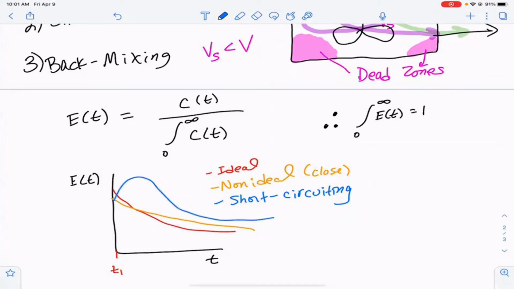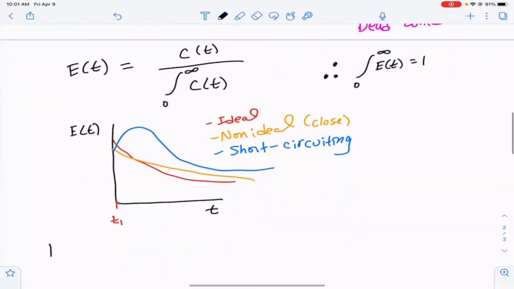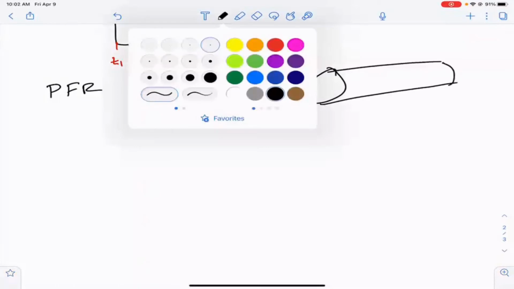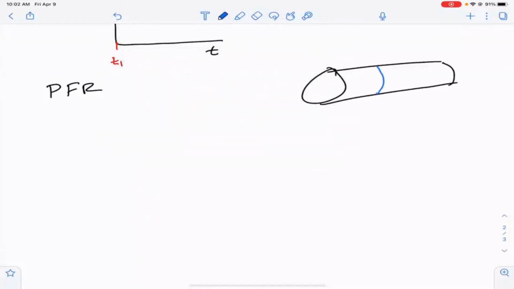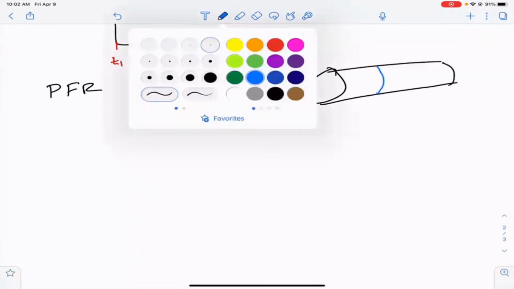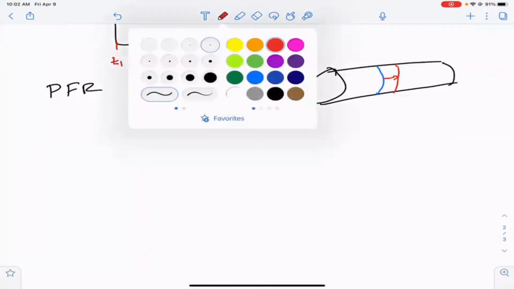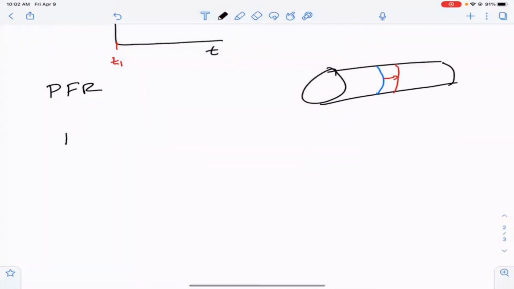And the same thing can happen for, oh, sorry about that. I actually didn't mean to do that. And the same thing can happen for a plug flow reactor, right? So let's think about this for a plug flow reactor. So in our PFR, remember that everything moves as a 2-dimensional cut through this, right? And then over some time, right, it moves literally as a 2-dimensional plug. So in a PFR, our E of t is very simple.